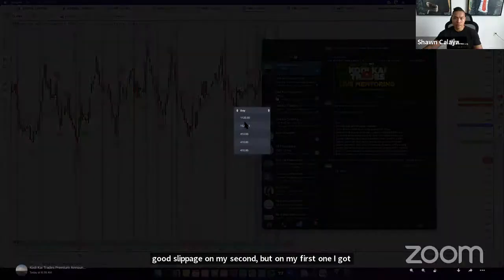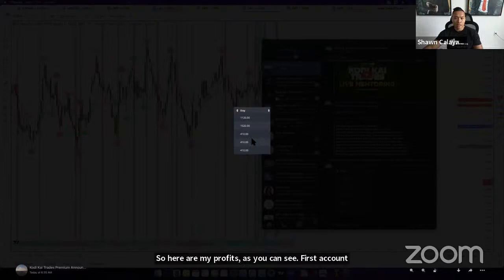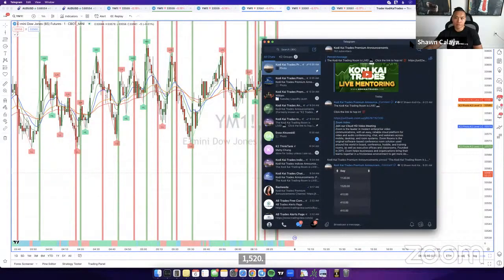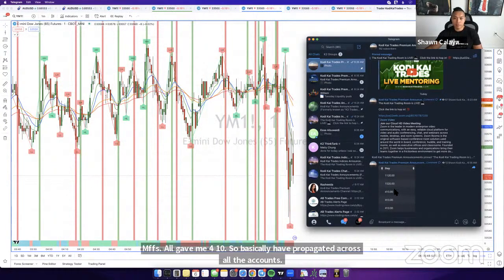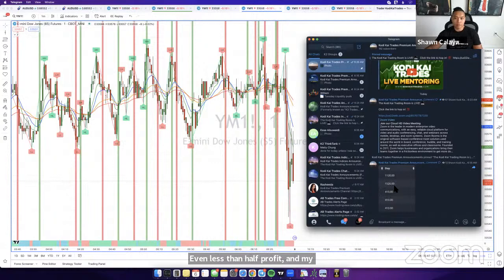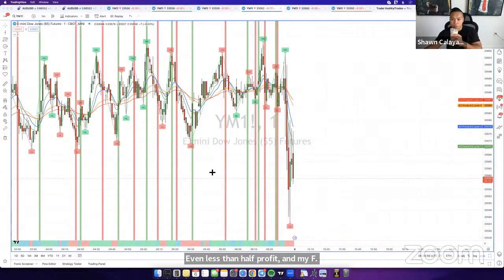So here are my profits. As you can see, first account made 1,120. Second account 1,520. My MFFs all gave me 410. So basically half profit across all the accounts. MFF gave me even less than half profit, and my FTMO number 2 gave me some slippage in my favor, 1,520. So it's all good. A win's a win.